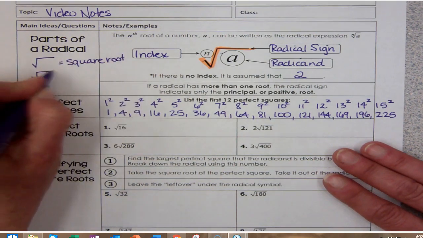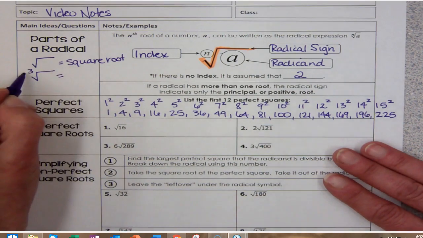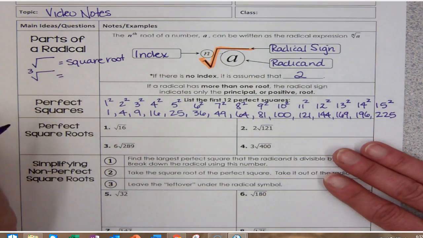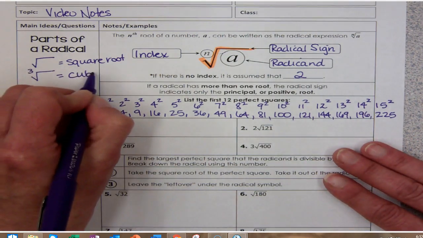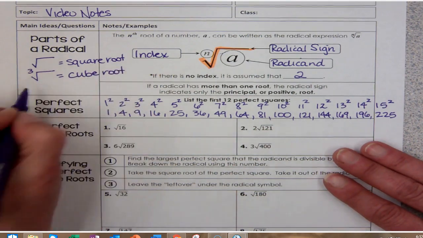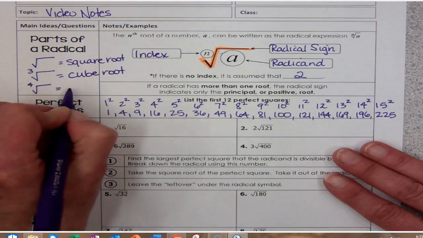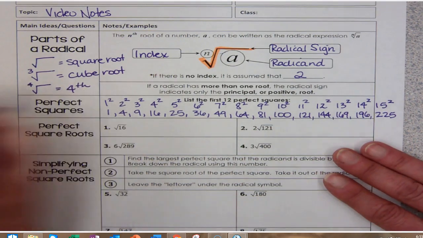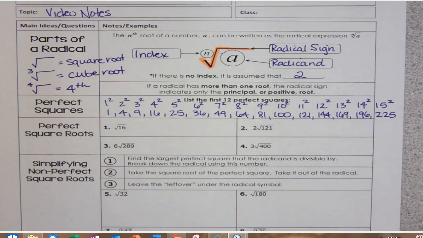If you actually have an index indicated, then that is the number that you are looking at. A 3 would indicate a cube root. Or you may see a 4, 5, 6. That's the 4th root. But for purposes of the rest of this year, we're just going to be talking about the square root.